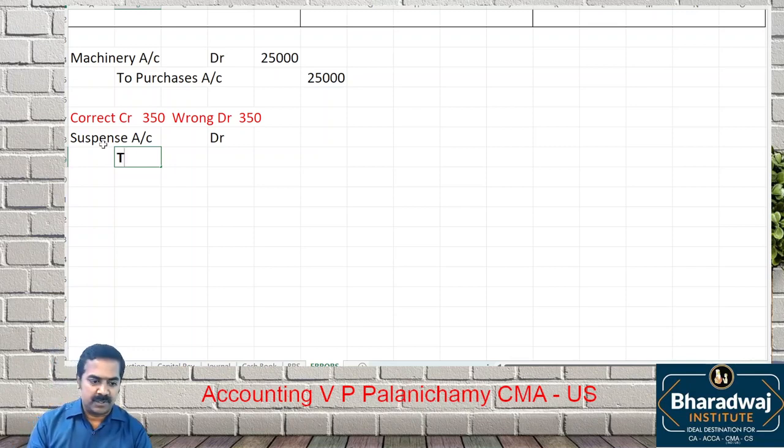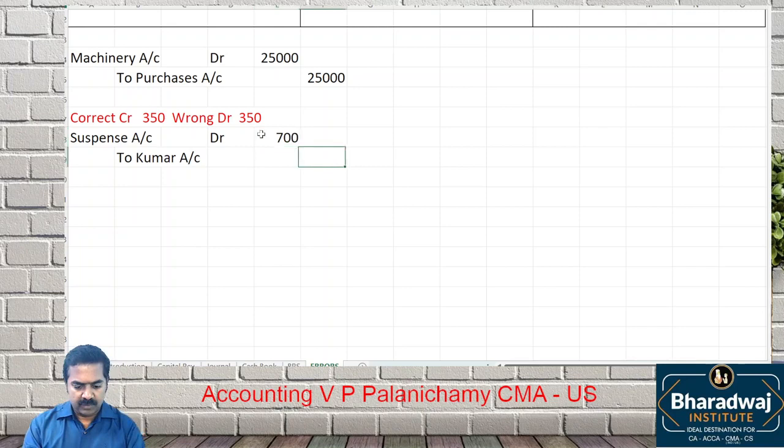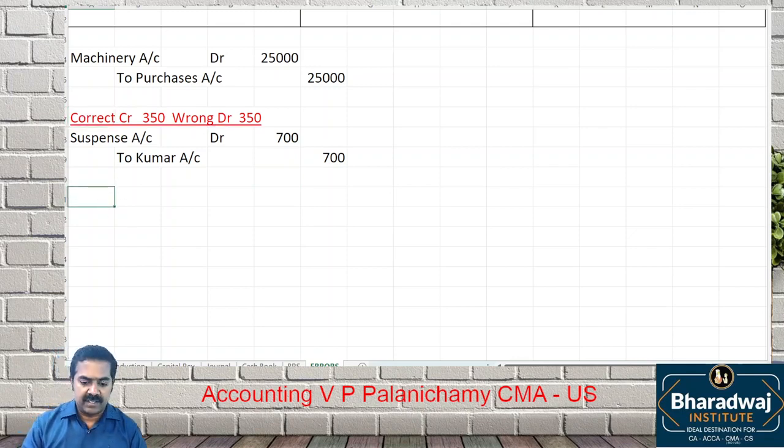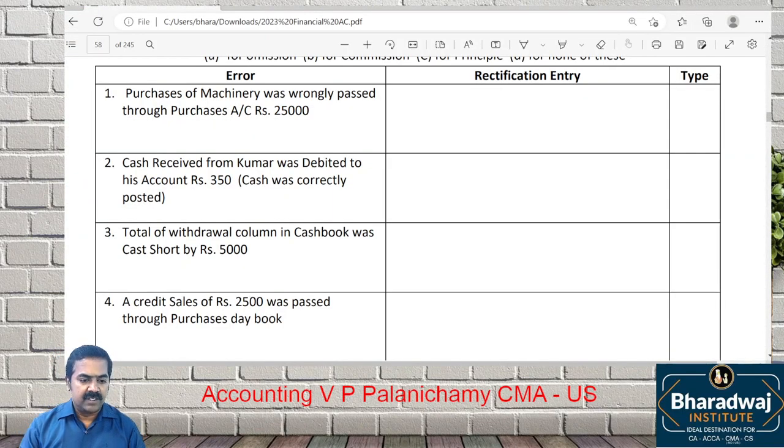So suspense account debit to which account? Kumar account. How much? 700. Why 700? To remove the wrong debit 350, and to put the correct credit 350. So total of 700 rupees you have to credit. Then, what is the next one?